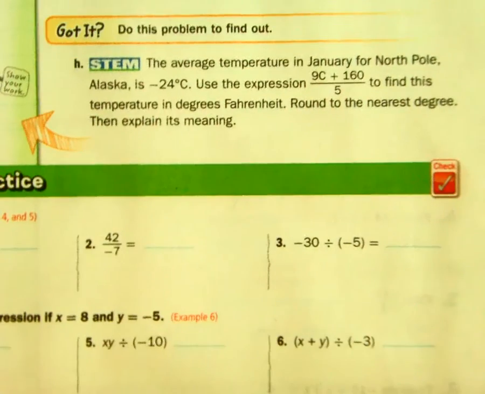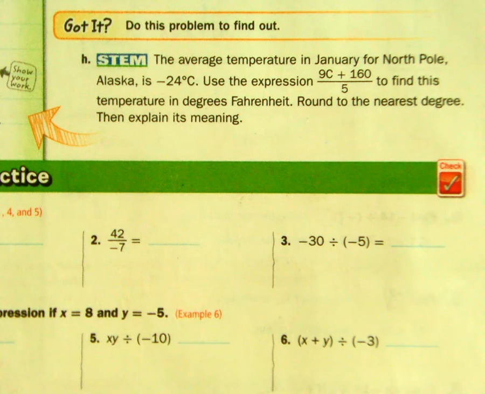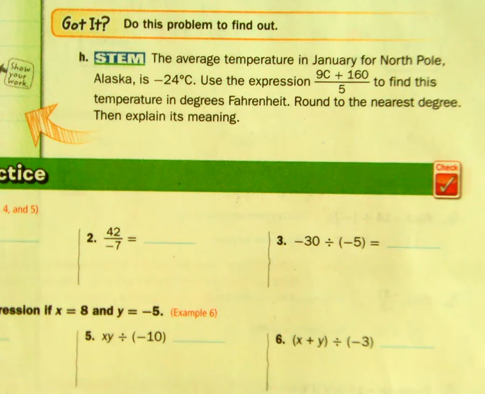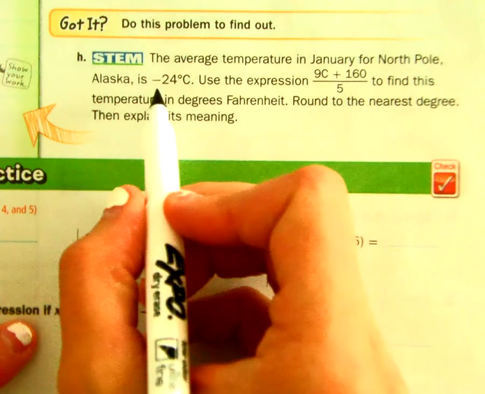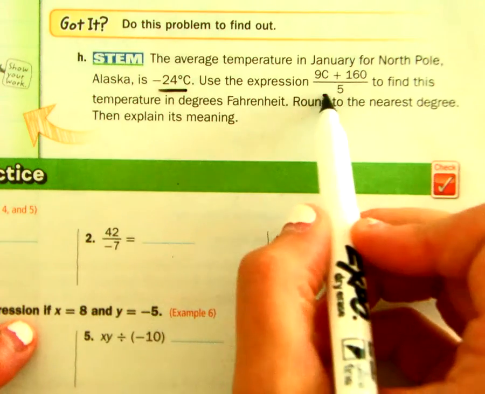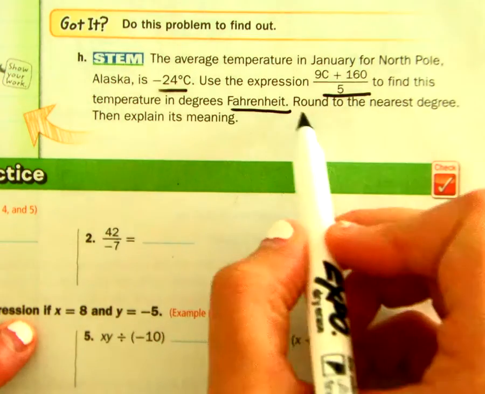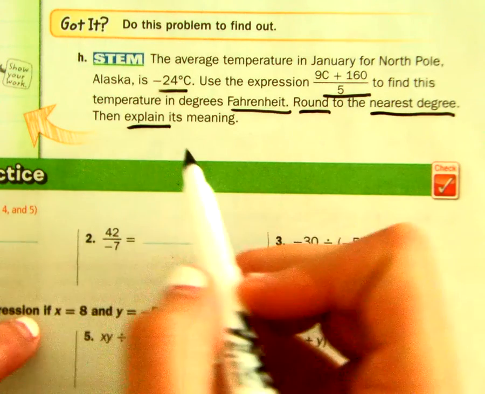Okay, and then let's try a story problem. The average temperature in January for the North Pole, Alaska, is negative 24 degrees Celsius. Use the expression 9 times C plus 160 divided by 5 to find this temperature in degrees Fahrenheit. Round to the nearest degree, then explain its meaning. Okay, so again, when I'm working with word problems, we need to figure out what is important to us. What do we need to know? Well, we know we have negative 24 degrees Celsius. We're going to use this expression to find degrees Fahrenheit. We're going to round to the nearest degree, and then we have to explain its meaning.